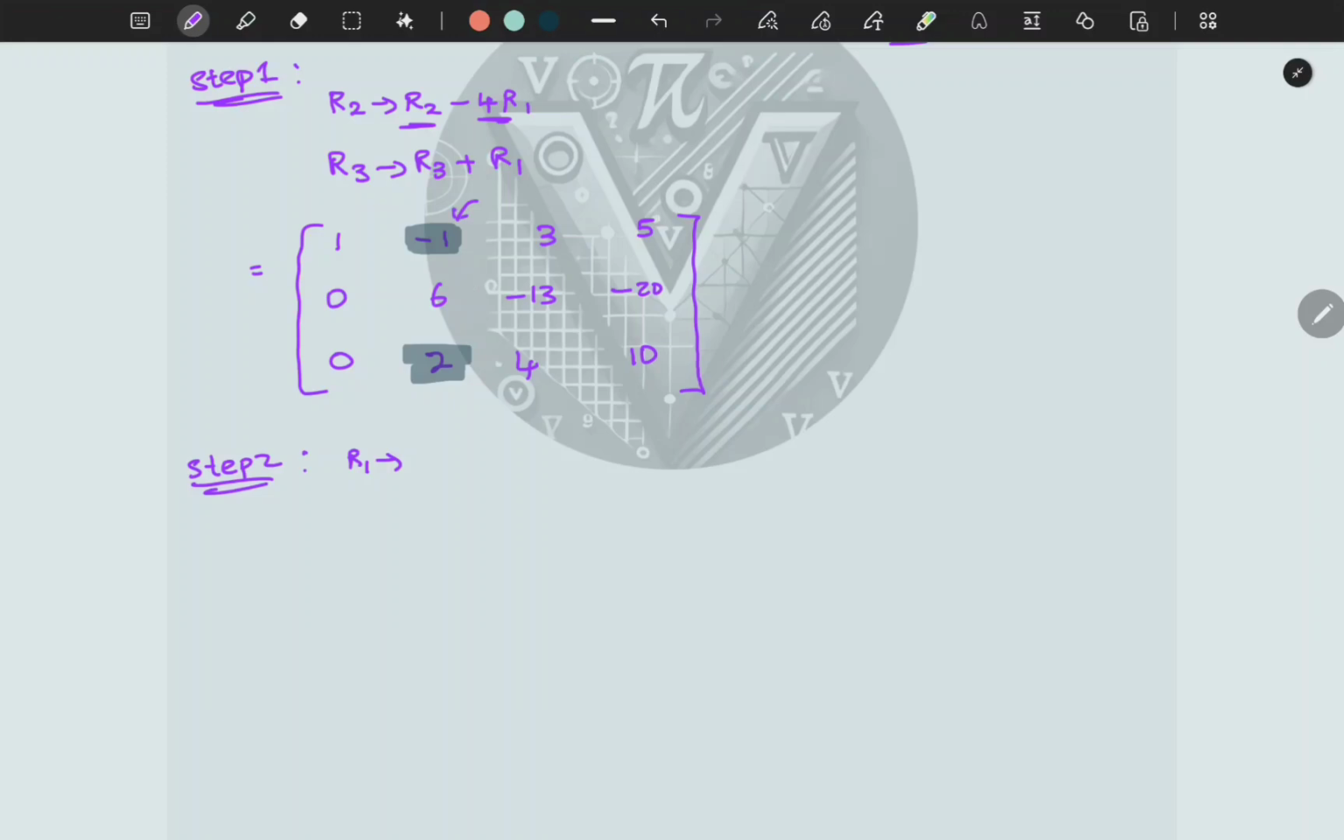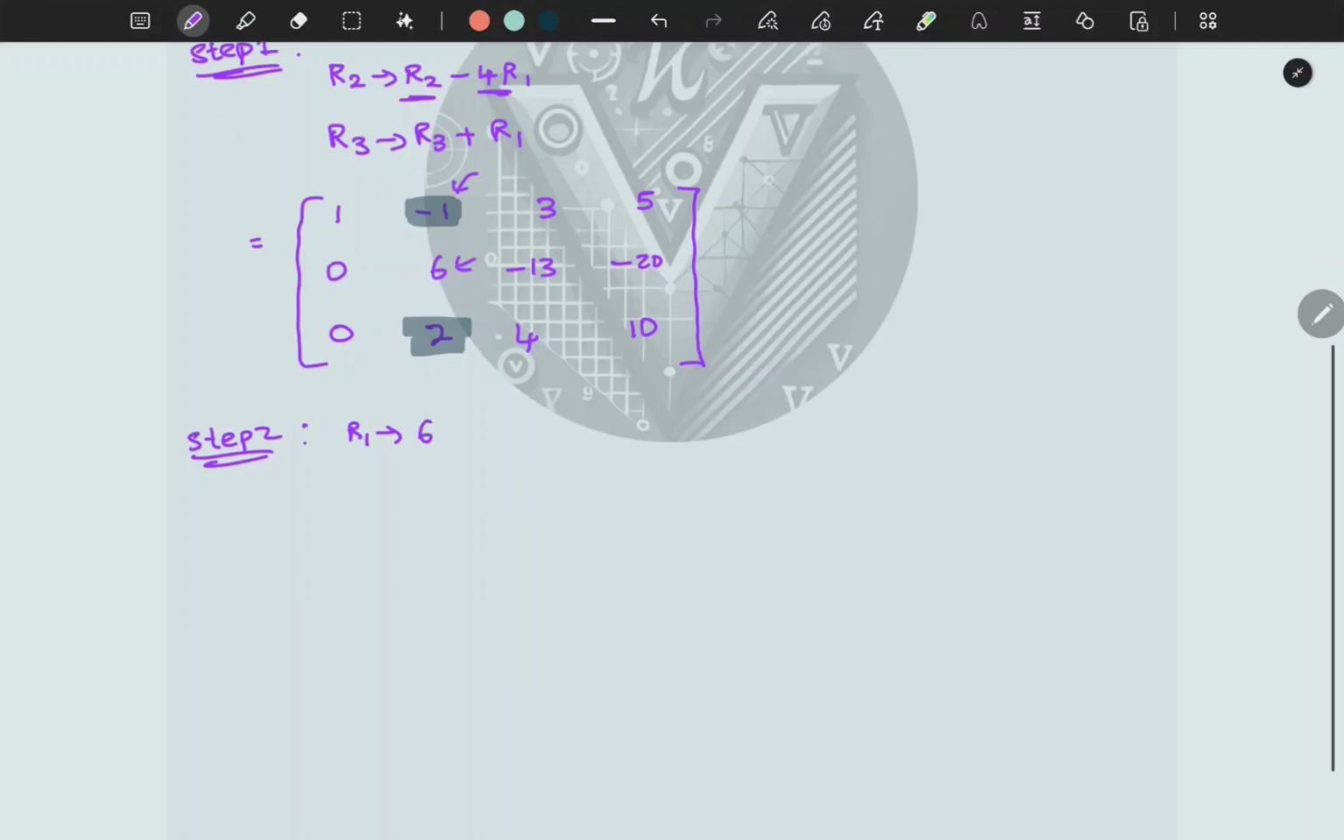See, I have minus 6 here and I have 6 remaining here. So what should I do? Minus 6 plus 6 becomes 0. So I have to multiply row 1 with 6, and then should I add or subtract? I should add, because I have minus 6 here as of now, and I should add the row 2 element.